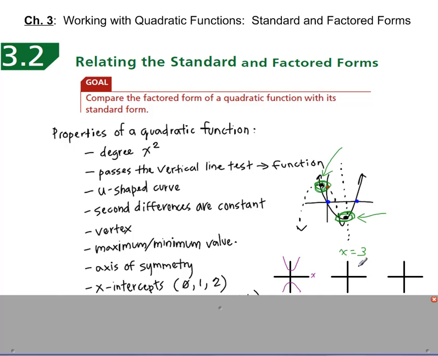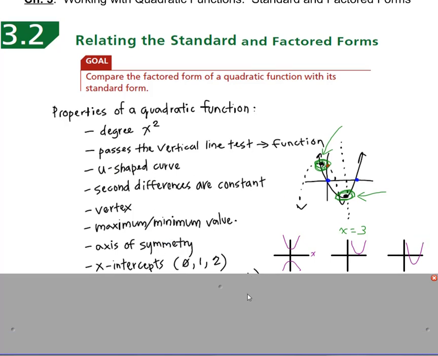We could have a quadratic that has 1 x-intercept. If it came down and just touches the x-axis right at the vertex, that would have 1 x-intercept. Probably the one you're most familiar with is a quadratic that has 2 x-intercepts, where it hits the x-axis twice. And for each of those, we could have a quadratic that opens up or down. So you can have 0 x-intercepts, 1 x-intercept, or 2 x-intercepts. All of those are possibilities.